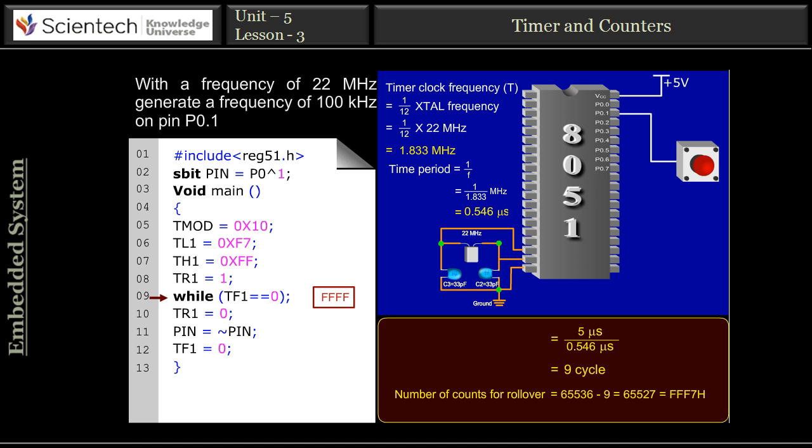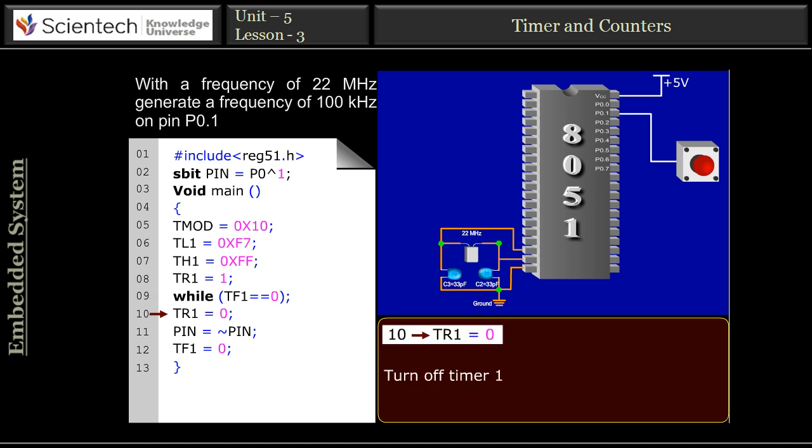So the number of counts required is 65536 minus 9, that is 65527, which is FFF7H. In this, 65536 is the decimal of FFFFH. If we put the FFF7H value in TL1, then it counts up to FFFFH, that is, 9 counts. Next is TR1 equal to 0, which indicates that timer 1 gets stopped.